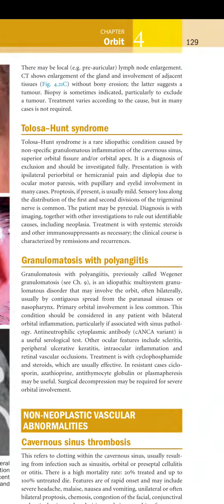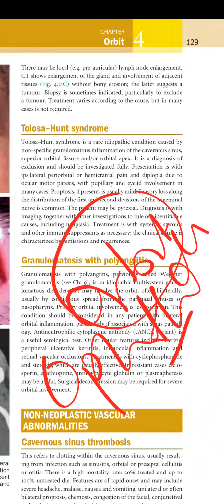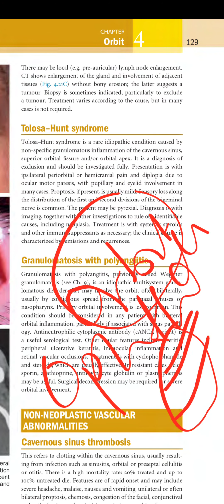Another very important condition is Tolosa-Hunt syndrome. Basically, it is an orbital apex inflammation. Whenever the orbital apex is inflamed, there can be ophthalmoplegia, because all the nerves are passing through the apex. So there will be ophthalmoplegia, and there can be proptosis as well.